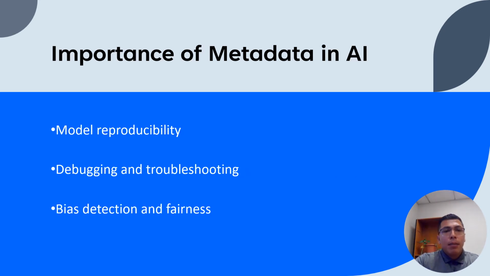In summary, metadata plays a crucial role in the AI development lifecycle, providing valuable information and insights across various stages of the process. The importance of metadata in AI can be attributed to several factors. Model reproducibility. Metadata is essential for ensuring the reproducibility of AI models, which is a cornerstone of scientific research and development. By providing detailed information about the data, models, and processes used in AI systems, metadata enables researchers and practitioners to validate, compare, and build upon each other's work.